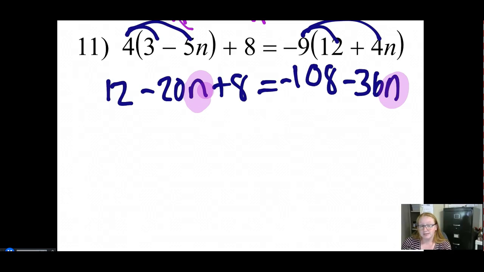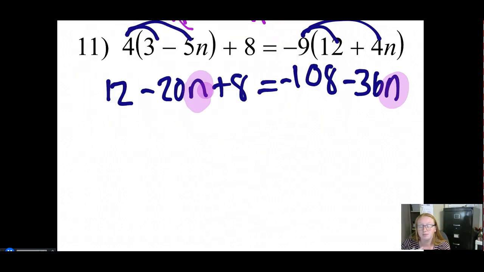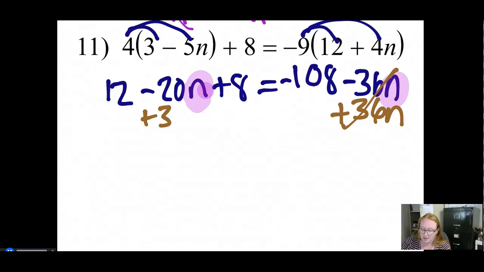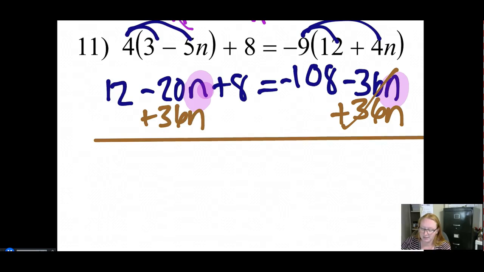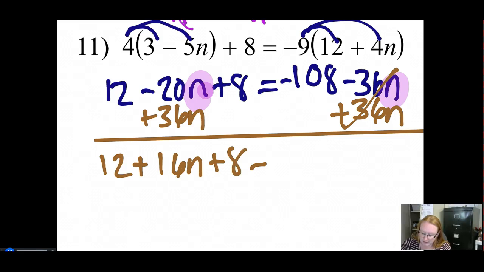So I have n's on opposite sides right now. I'm trying to get those n's together. I want to get the n's by themselves, so I'm going to move one of these n's. Do I want to move the negative 20 in or the negative 36 in? If I move the negative 36 in, I add it to both sides, and this allows me to make a positive number. So I'm going to move the bigger number. I want to make it positive. So I get 16n, 12 plus 8, and negative 108.